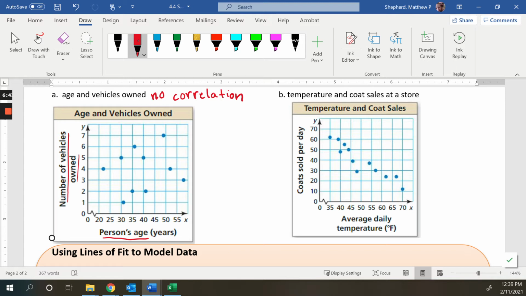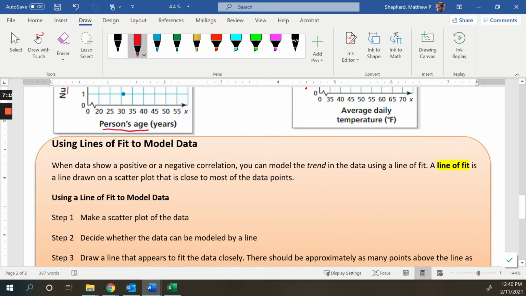Next, we've got temperature and coat sales. Well, pretty clear pattern there. So as X goes forward, Y goes down. So this is a negative correlation. So X was the average daily temperature. So as X is going forward, that means the temperature is rising. So as the temperature is going up, the number of coats they sell goes down. It doesn't take a genius to figure out why that happens. All right, negative correlation right there.